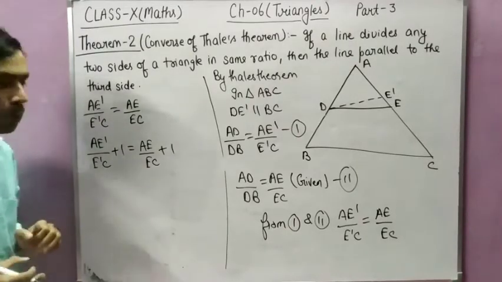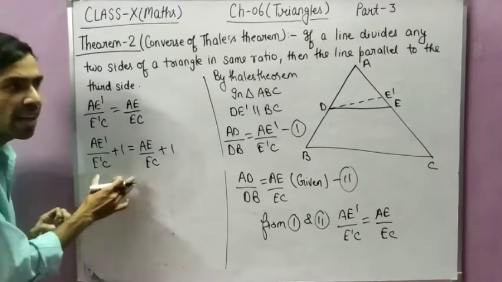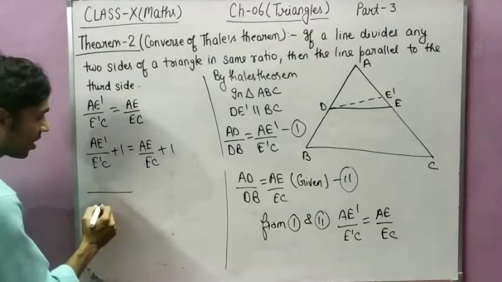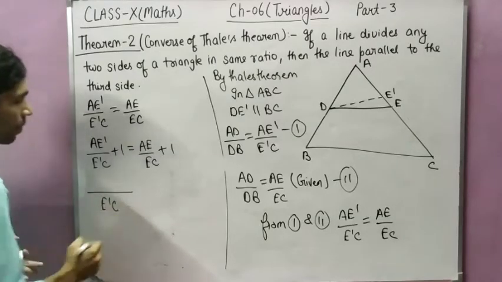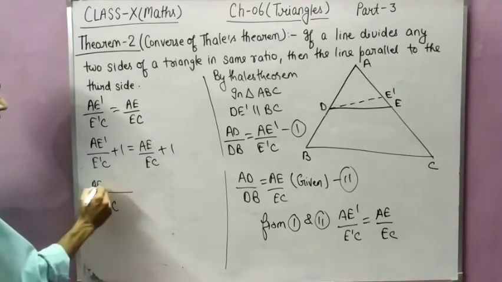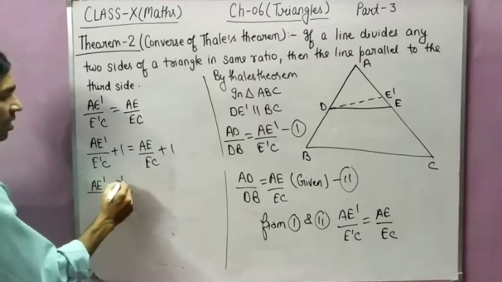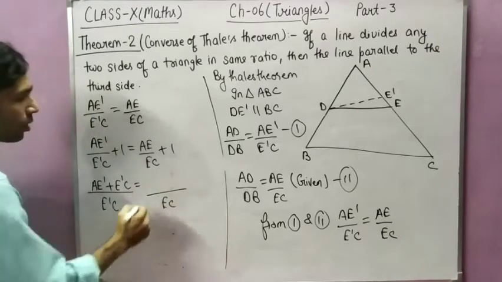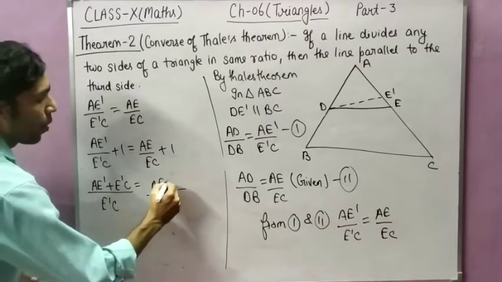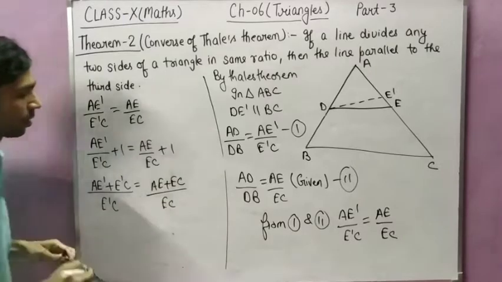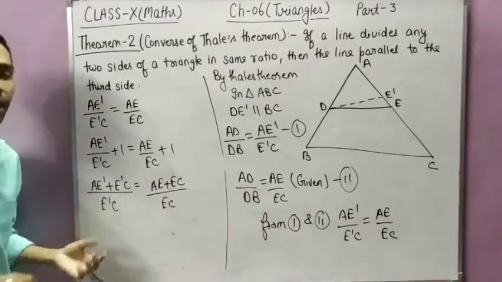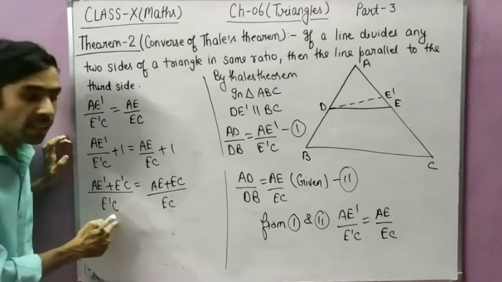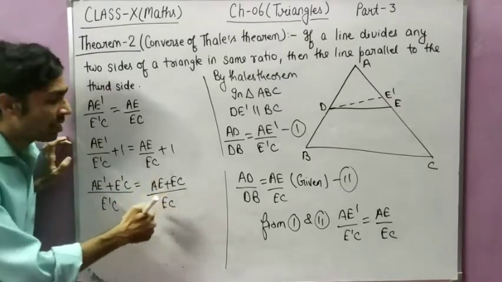After that, I will solve LHS as well as RHS. When I solve LHS, the LCM will be E dash C. So here it will come AE dash plus E dash C, and similarly here EC will be the LCM, so here will come AE plus EC. After solving this, in LHS we will get AE dash plus E dash C upon E dash C is equal to AE plus EC upon EC.